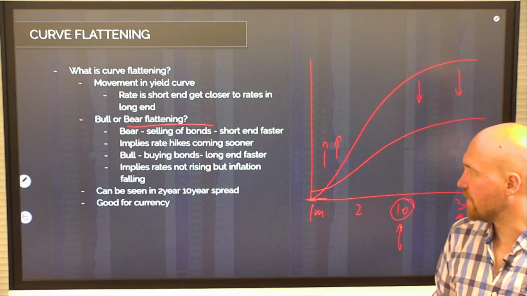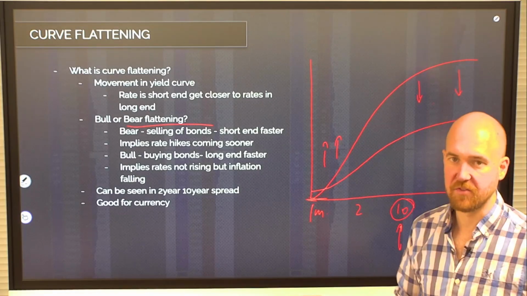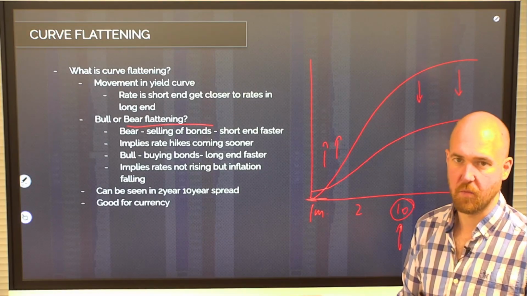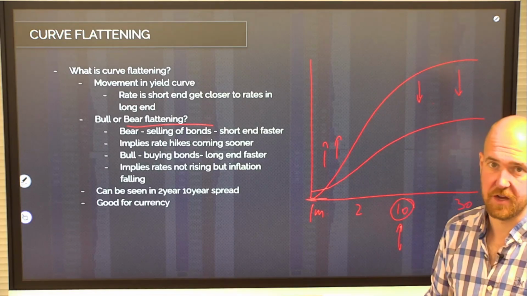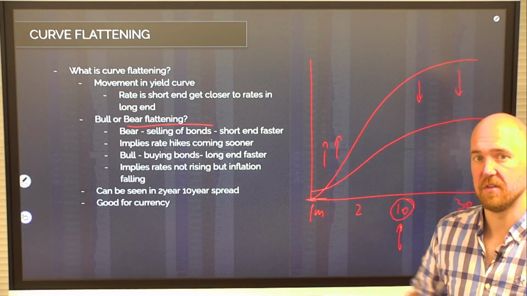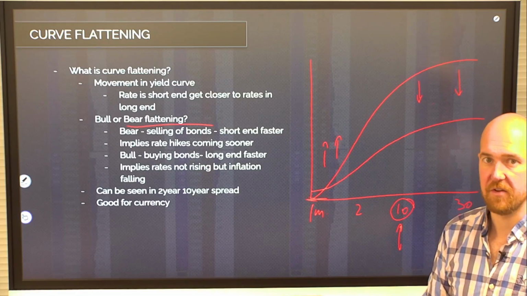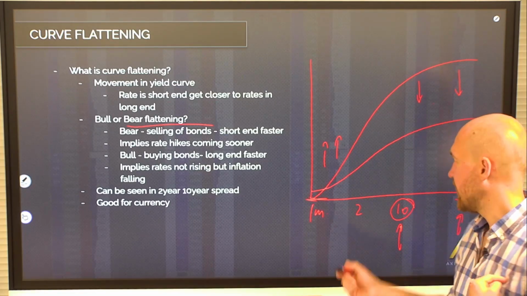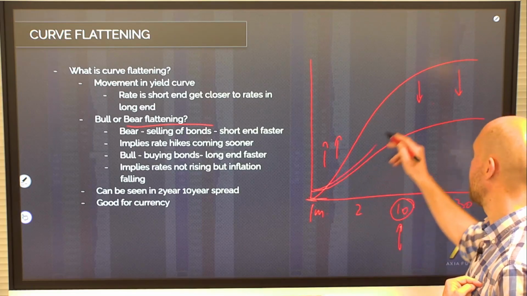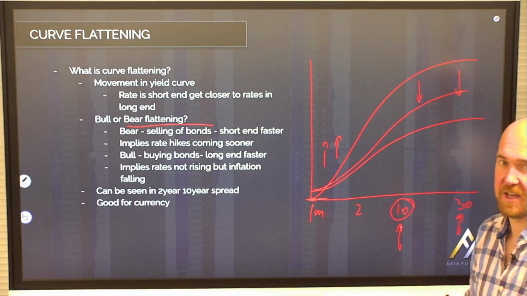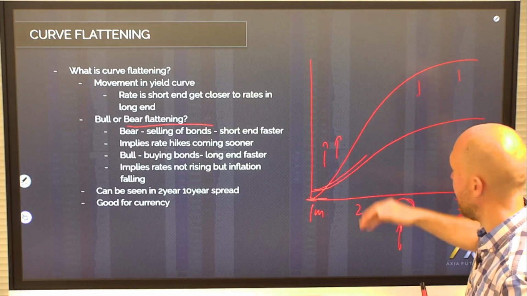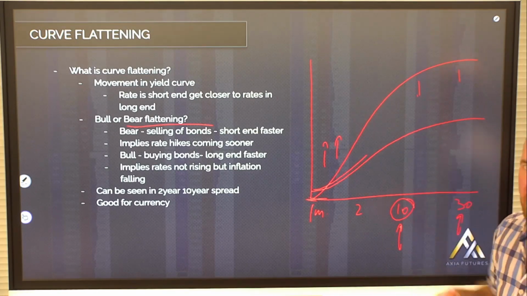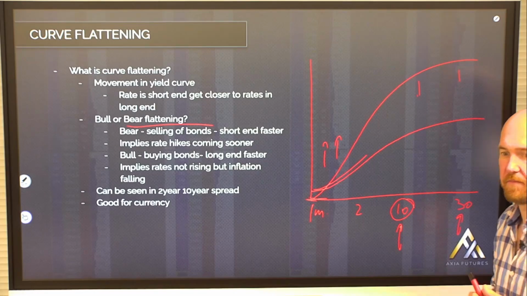The implication of this is that rate hikes are coming sooner than people thought. And what rate hikes lead to is lower inflation over time. So you end up with both sides of the curve flattens out. What we've seen since then is then a re-steepening slightly as you've had a sort of pullback on these types of moves.